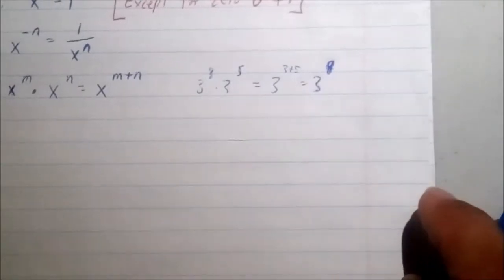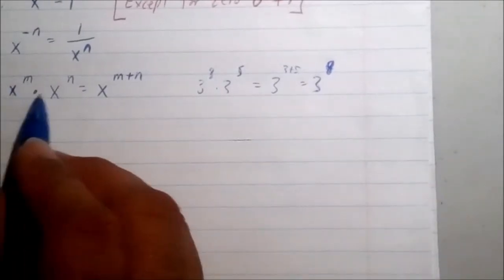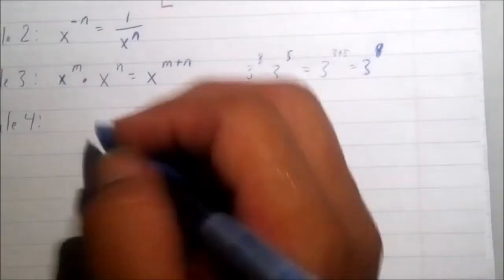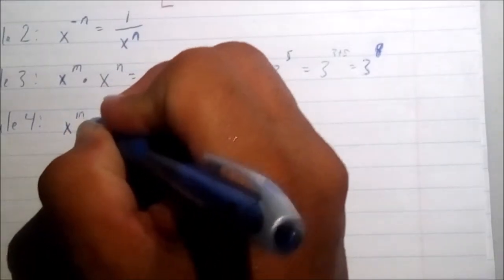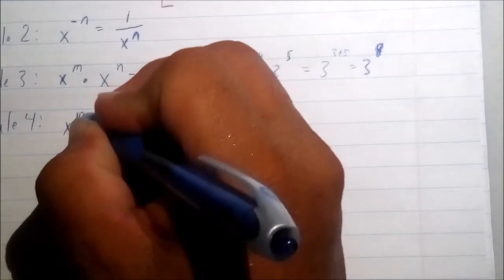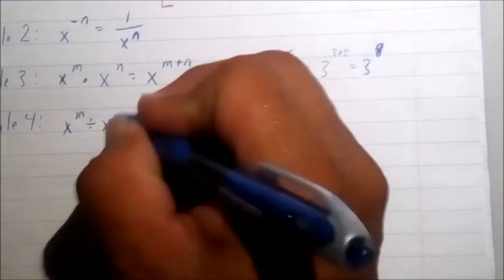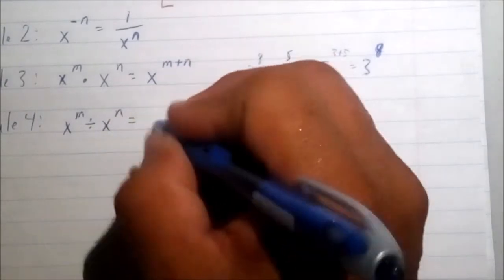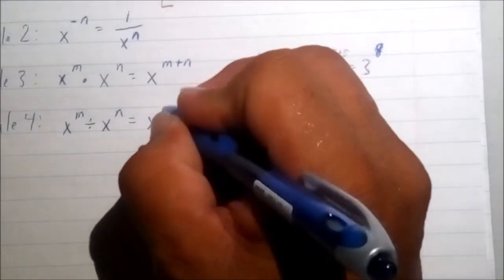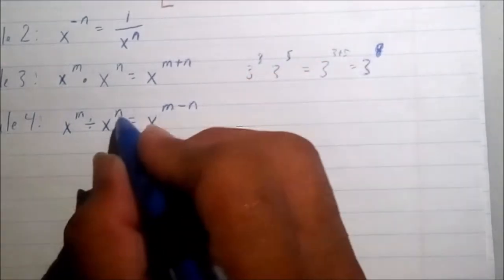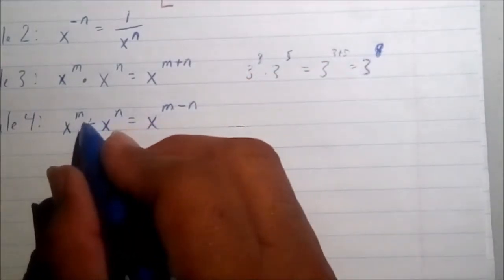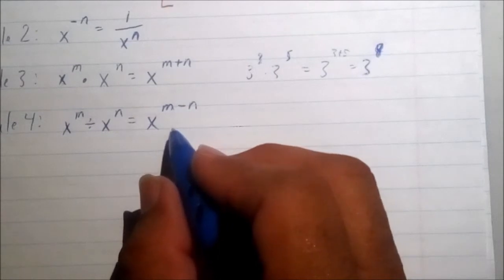And so we go to our next rule. Since we are dealing with multiplication here, let's deal with division. If you have a base to a power divided by that same base but to a different power, then we keep the base and simply subtract the denominator power from the numerator power. That is what this means.